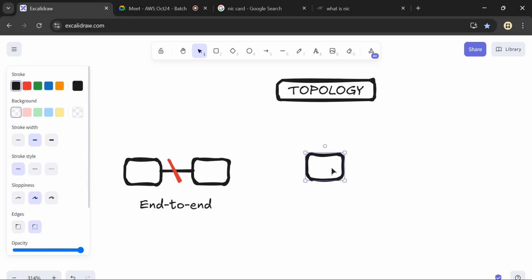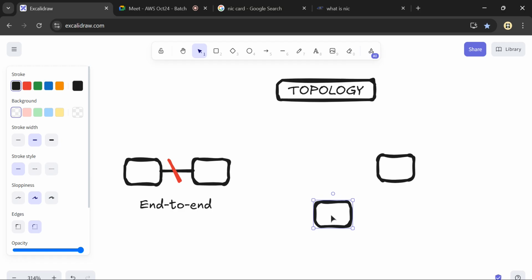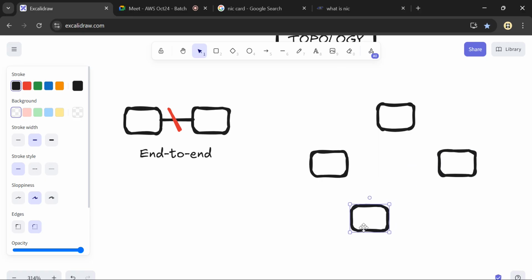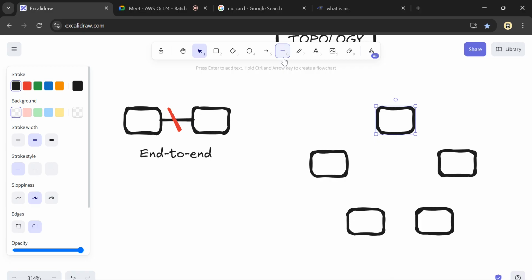Another connection that is there is called a ring connection. Again, I'm telling you, this is just for your information. You don't need to worry or focus on this. This is just for your information on how these connections are made. This is the another connection that we have. This is called a ring connection. So they are connected end to end, but in a ring format.